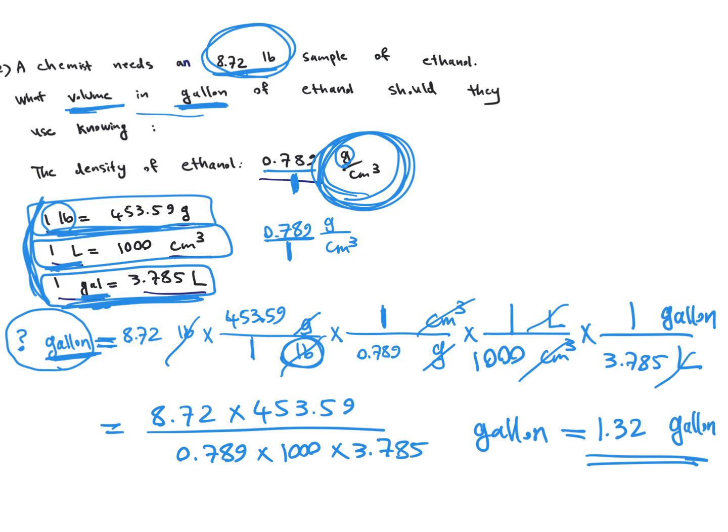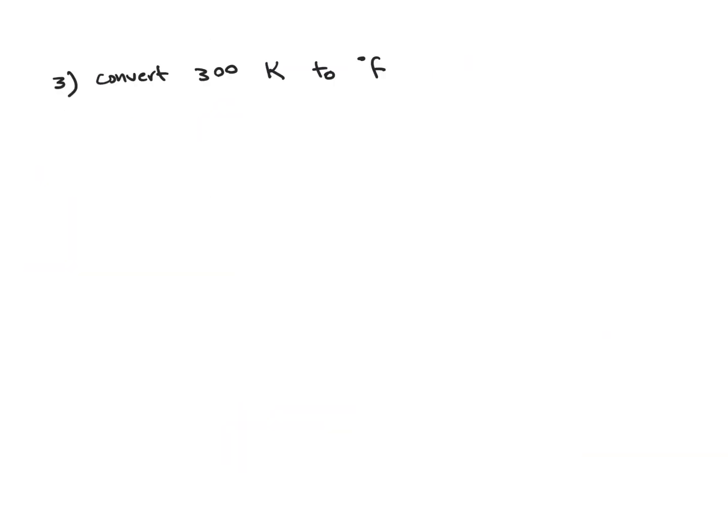Okay, let's go to the next question. Convert 300 Kelvin to degree Fahrenheit. And I just realized this is exactly the same number that I gave you in your homework, so I'm going to change this to 1000 Kelvin to degree Fahrenheit. Remember the formulas. I asked you to remember this.